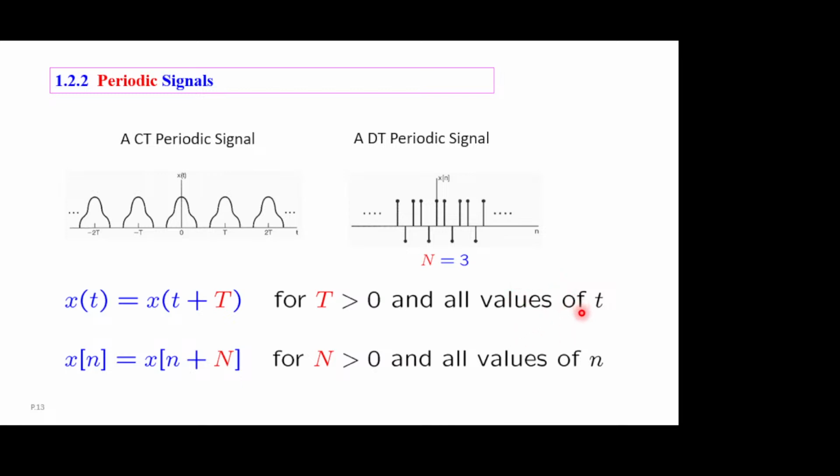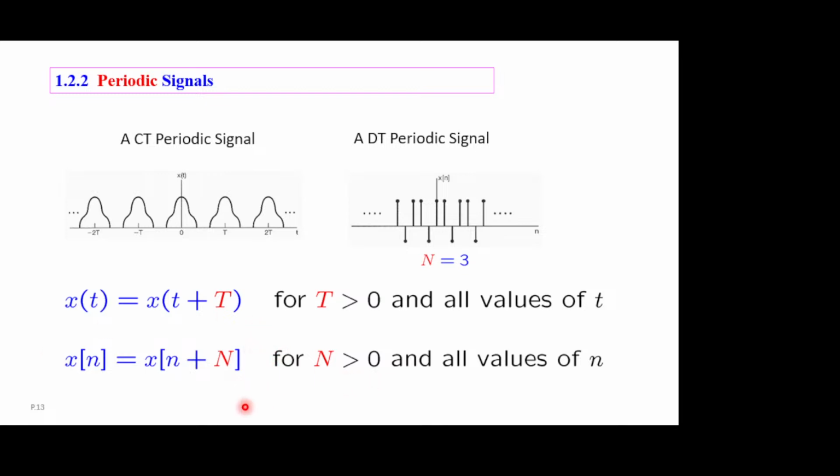And similarly, for a discrete signal, there exists a big N, such that x of n equals x of n plus big N. And let's emphasize this once again. When we write this, it means that these two functions are totally equal. This means that these two functions match at every value of small t, and those two functions match at every value of small n. So you do the shift by a period, and the signal doesn't change at all.